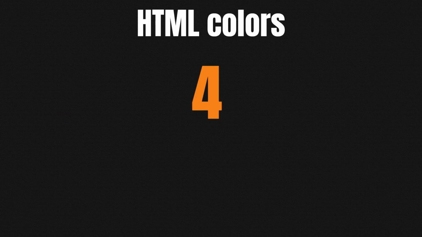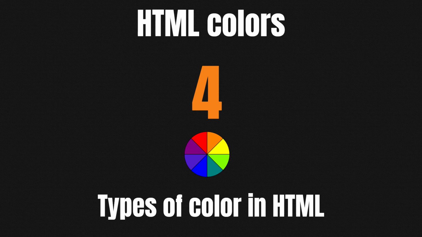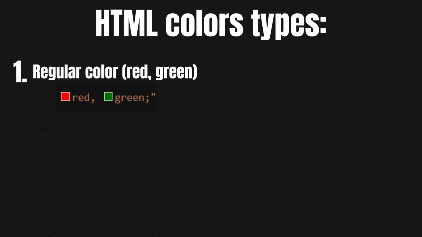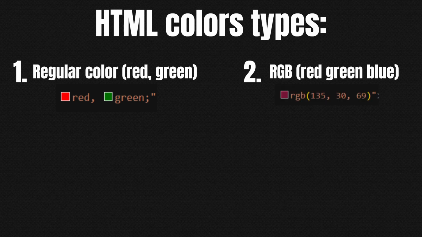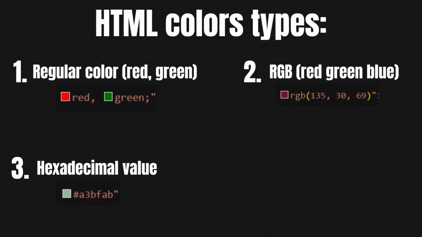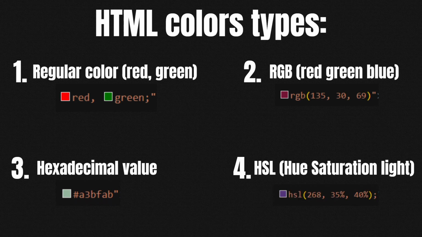So there are 4 types of color we can use in HTML. First, we got regular color names like red, green, and like that. Then we have RGB, which calculates the color through red, green, and blue. We have hexadecimal, which is a code for the color. And at last, we have HSL, which makes color using hue, saturation, and light.